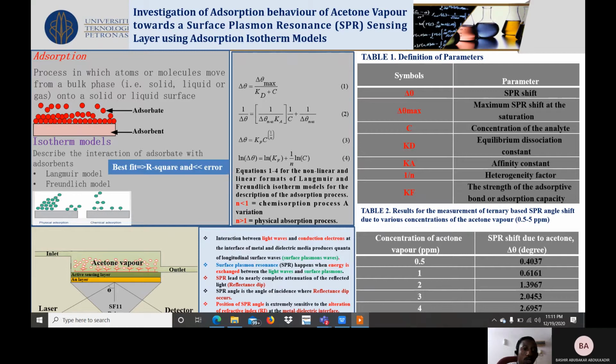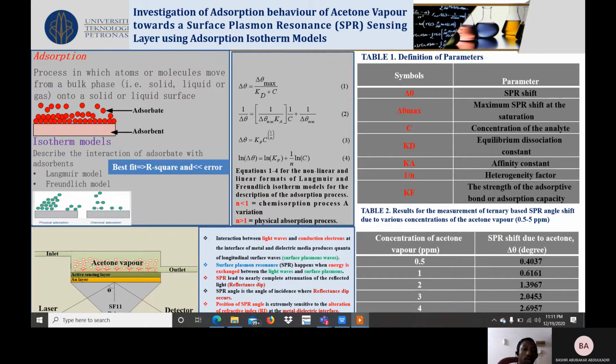So in the case of these two isotherm models, for us to judge which one is the best, we usually judge in terms of the R-square value and the error value. We expect the R-square value to be large, and we expect the error to be the smallest possible value.